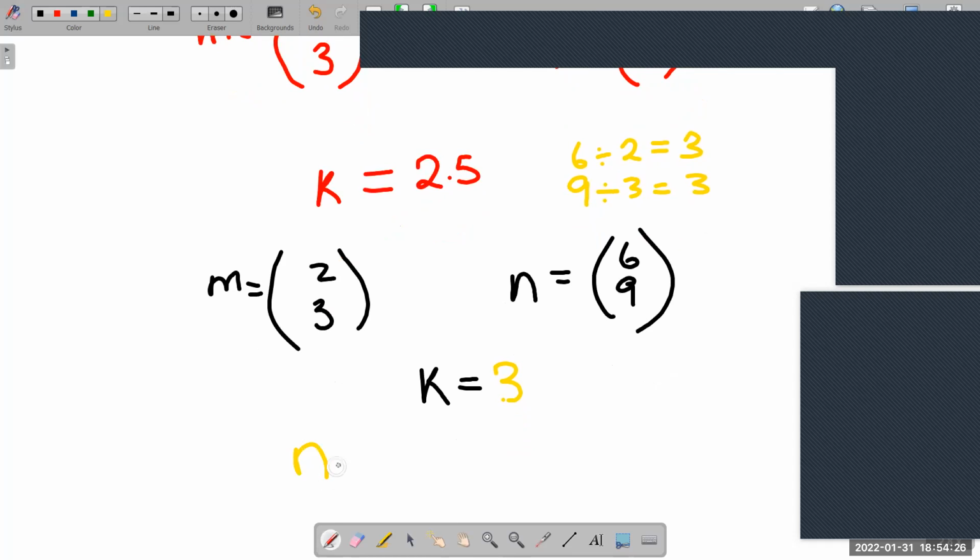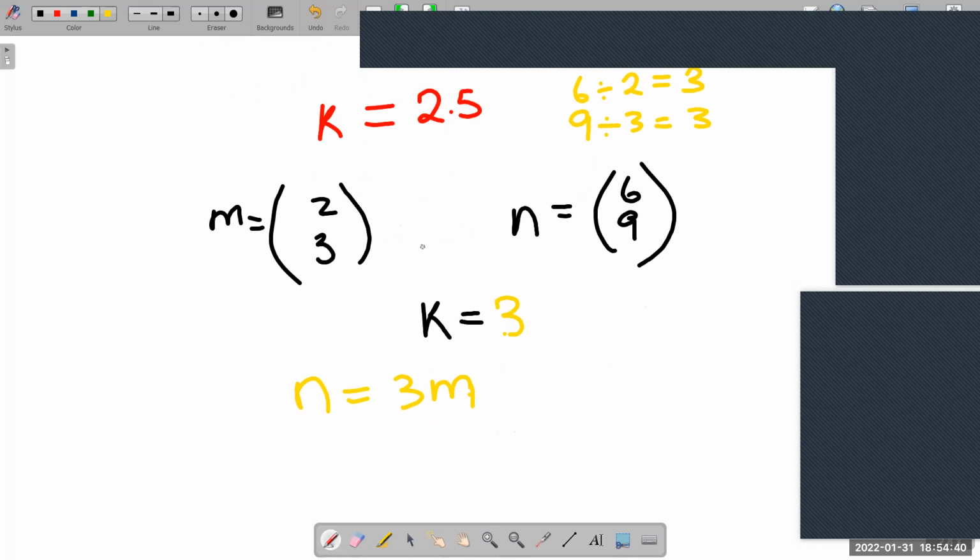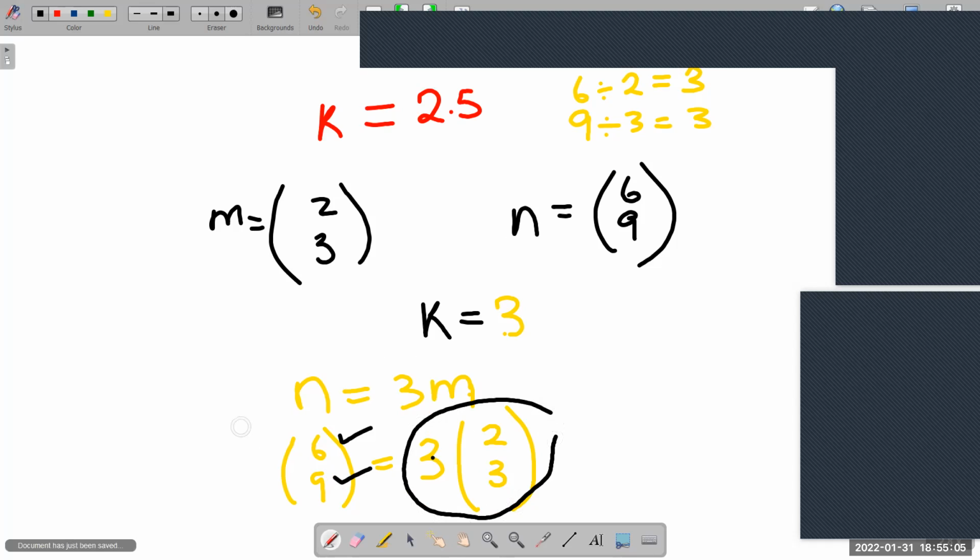Remember, what is the point of finding K? Remember, N is equal to 3M. Right or wrong? Then what are we trying to prove? That one is a multiple of the other. And let's back check it to see if that's correct. What is N? N is 6, 9. And we're multiplying M by 3. So what is 3M? 2, 3. So let's check it. 3 times 2 is 6. That's correct. 3 times 3 is 9. That's correct. So all I was doing above here was back checking to make sure when I multiply by K, I get back my N.